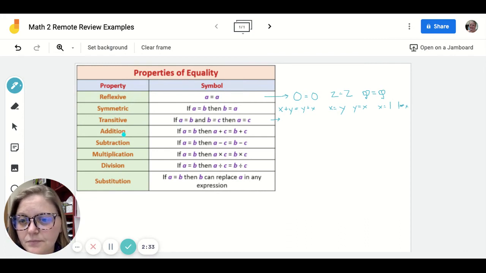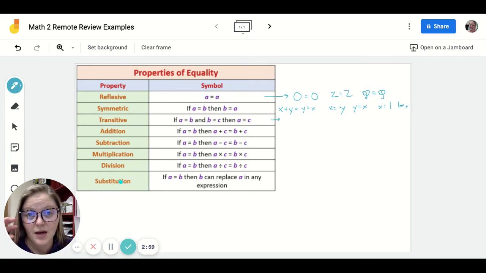Addition property tells me I can add the same amount to both sides of an equation. Subtraction tells me I can subtract the same amount from both sides of an equation. Multiplication tells me I can multiply both sides of an equation by the same amount. Division tells me I can divide both sides of the equation by the same amount.